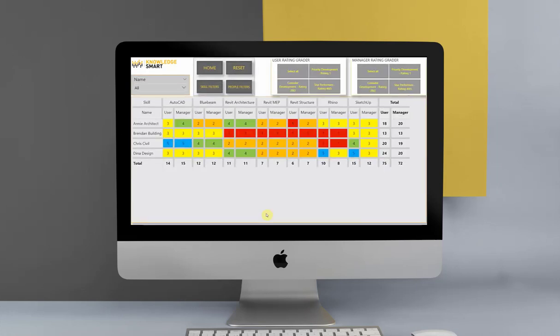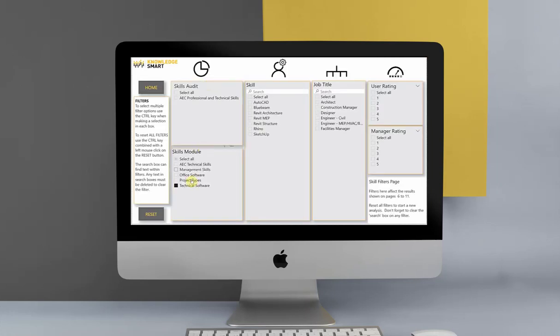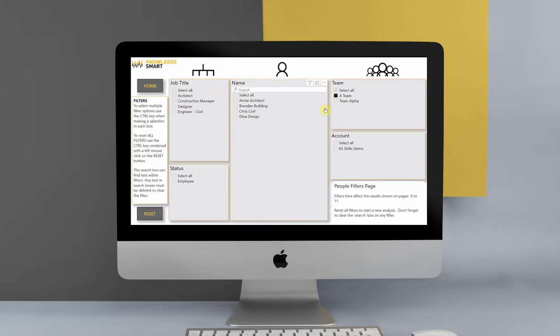On page 7, the heat map shows ratings from both user and manager side by side. The heat map content is controlled by the filters on the skill filter and people filter pages. The filters are set here for technical software, and on the people filter page it's for the A team.